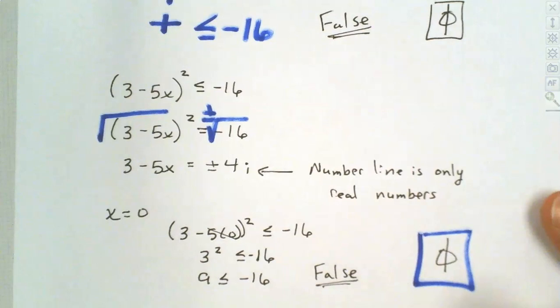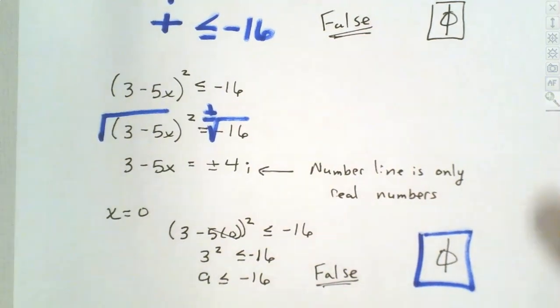And that one was just kind of a tricky one. It's very easy if you remember how squares work. Squares kind of behave like absolute values.